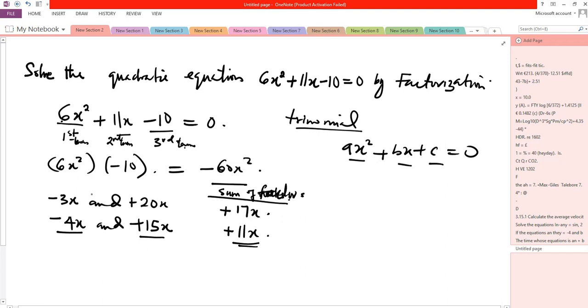Now let's go back to this. We have gotten two factors that, when you sum them, give you the middle term. Now let's bring it down. We express that middle term in terms of these two factors. So you say 6x squared, and now we replace plus 11x with minus 4x plus 15x minus 10 equal to 0.